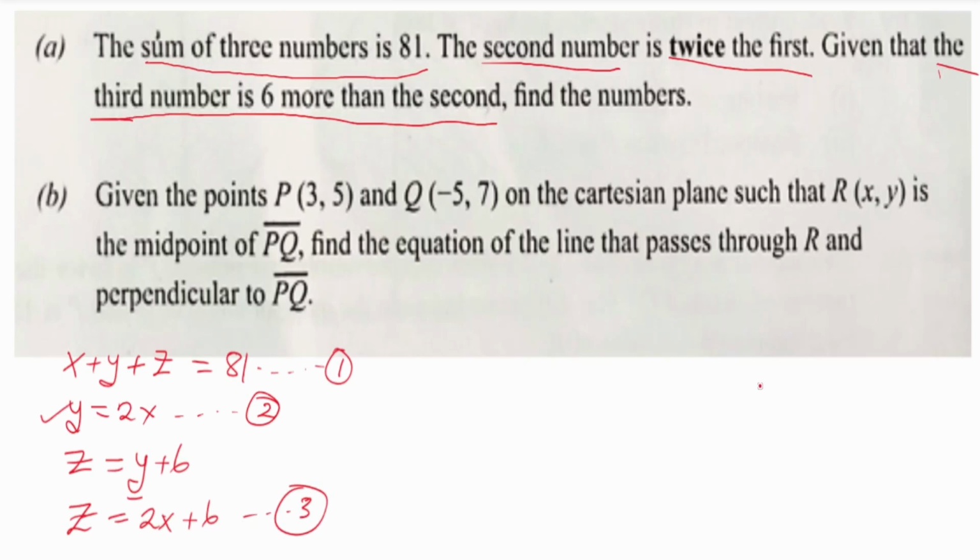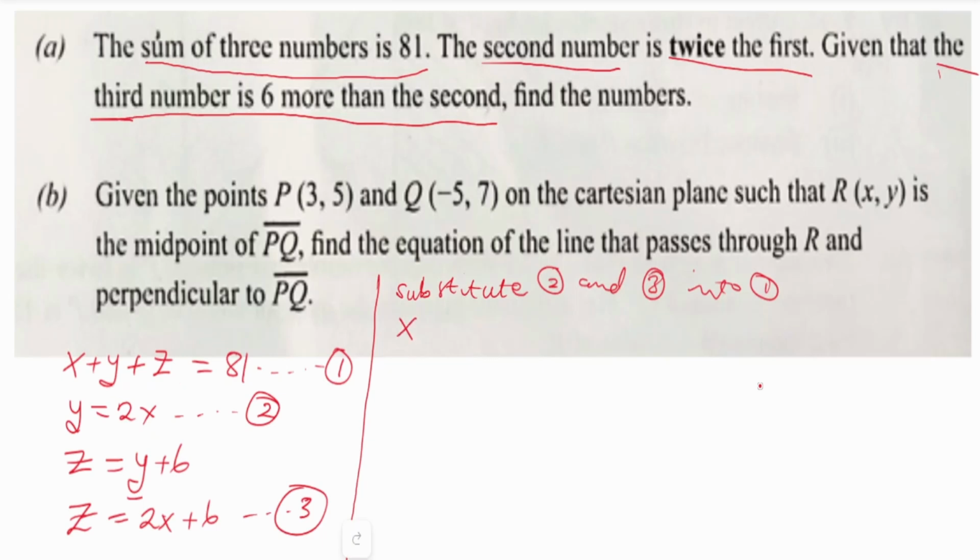Now, y and z are all expressed in terms of x. For that matter, we can substitute equation 2 and equation 3 into equation 1. That's what I'm going to do. So wherever we see y in equation 1, we are going to put in 2x, and wherever we see z, we are going to put in 2x plus 6. Let's go and do that.